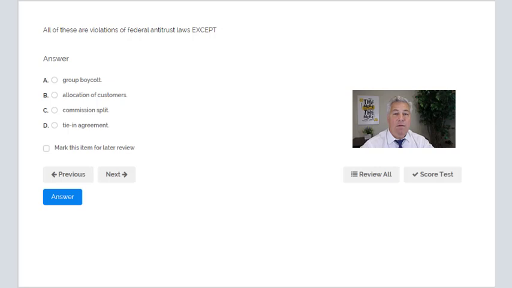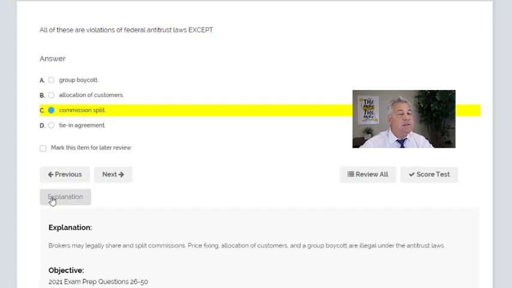All of these are violations of federal antitrust laws, except A, group boycott, B, allocations of customers, C, commission splits, or D, tie-in agreements. And your answer is C, commission splits. Nothing wrong with splitting commissions. Brokers may legally share and split commissions. Price fixing, allocations of customers, and a group boycott are illegal under antitrust laws.